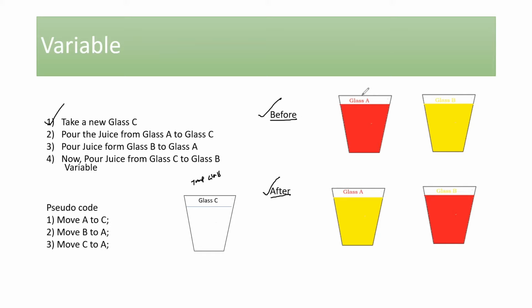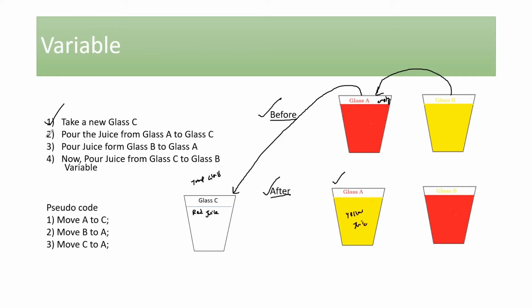So what would happen is we'll be moving this liquid into glass C. Now glass A would be empty and our glass C would have the red colored juice that we had in glass A. So now glass C has the red juice and glass A is empty. Since this is empty, now I'll be pouring this liquid from glass B to glass A. Now if you check, we are done with the first part of our puzzle, which is nothing but having yellow colored juice in glass A.